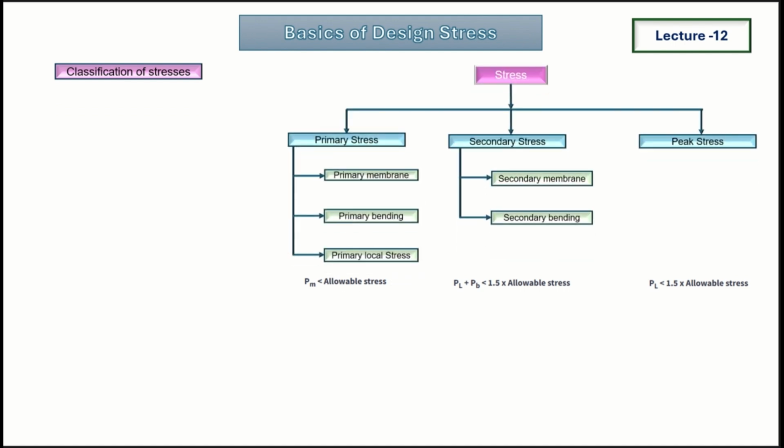So that is primary stress, secondary stress, and peak stress. In primary stress, there is primary membrane stress, primary bending stress, and primary local stress, and in secondary stress also, there is secondary membrane stress and secondary bending stress. So we will discuss some more detail, guys.